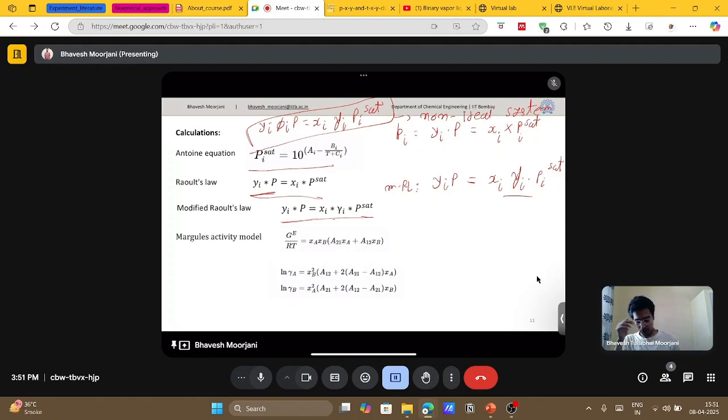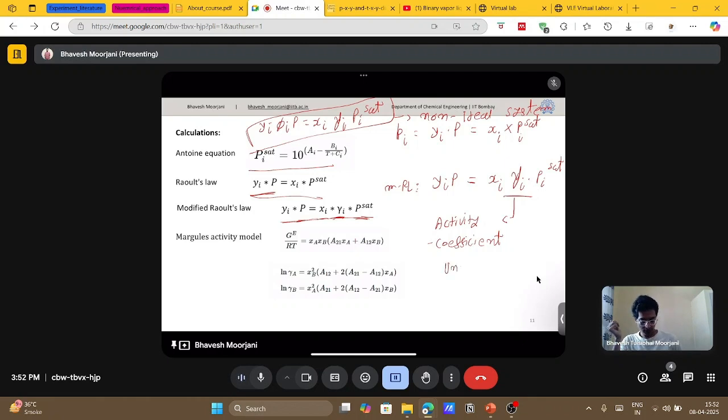So if I have some composition data x_i, P_i saturation I can calculate from the Antoine's equation. Total pressure is known, as we are doing the experiment at some constant pressure. Then I can compute the corresponding vapor composition if we know the activity coefficient of that component. To find the activity coefficient, so this activity coefficient is nothing but a measure of the non-ideality of a given mixture. So that is computed based on various thermodynamic models.